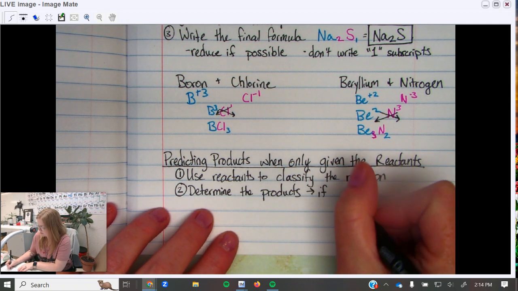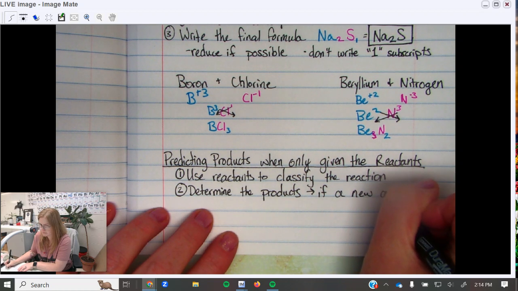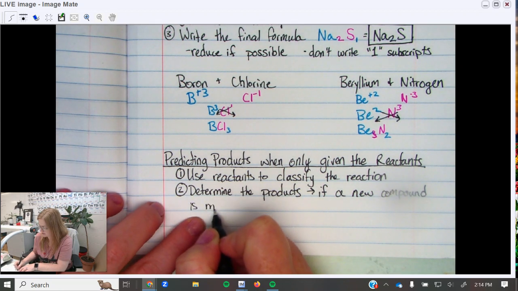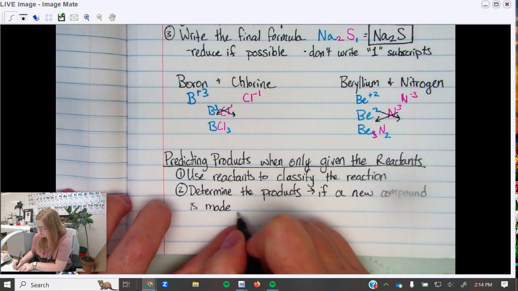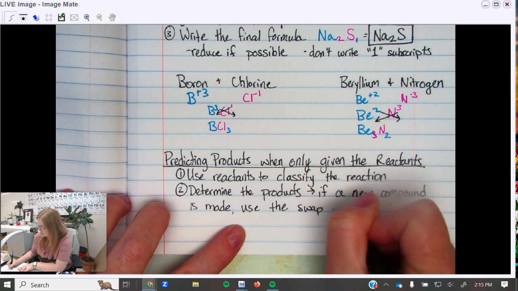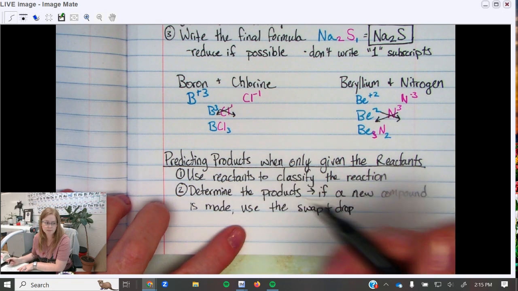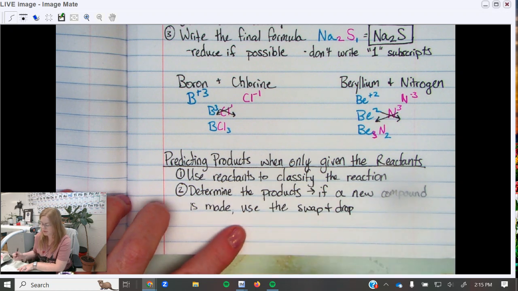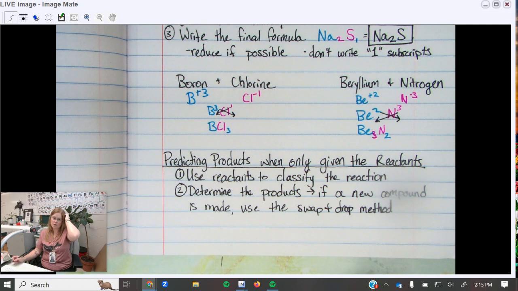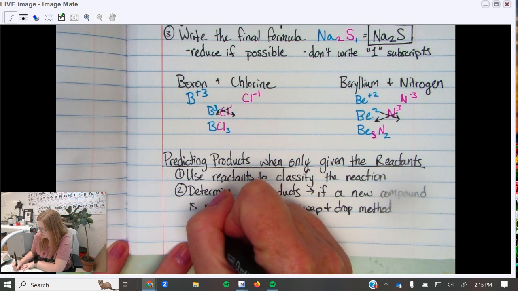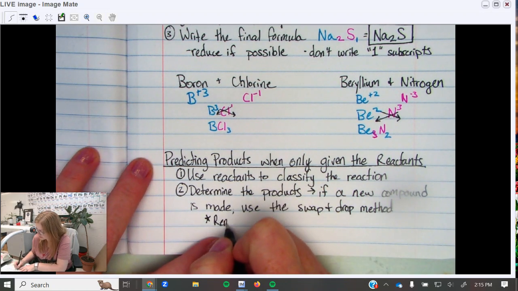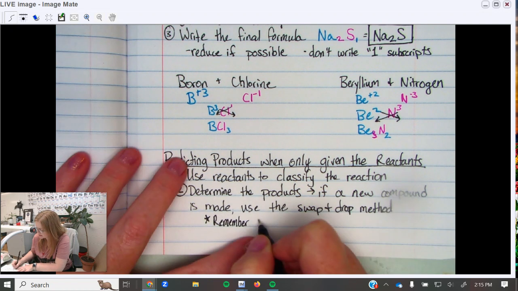So if a new compound is made, then you use the swap and drop or crisscross method that we just went over to find the product. And there's one tricky thing that you also have to keep in mind from first semester, which is to remember diatomics.